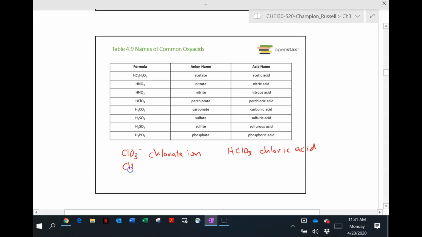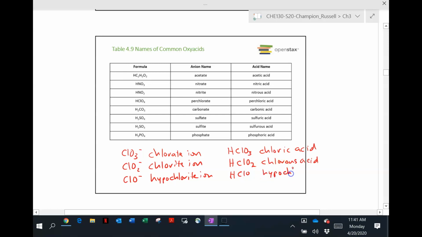If I have one less oxygen, that's called the chlorite ion. To make it an acid, I still add one hydrogen, and that's the chlorous acid. There's some prefixes we can add. If I go down one more oxygen, that's the hypochlorite ion, which we mentioned in the last video was in bleach, and HClO would be the acid version of that, and that's called the hypochlorous acid.